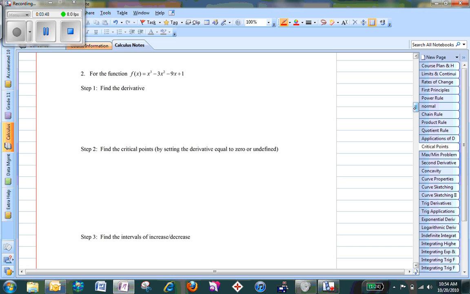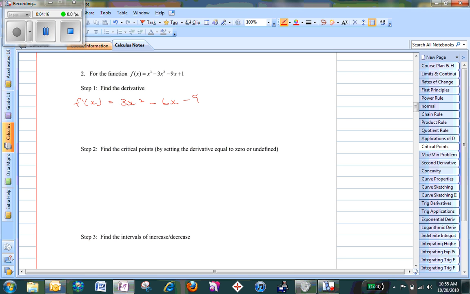Next. So let's try it in the way that the question would say. So the question would say, tell me what the critical points are and state the intervals of increasing or decreasing. So what I've done is I've broken down the question into several stages. So the first one says, step 1, find the derivative. That should be pretty easy for us now. F prime of x is 3x squared minus 6x minus 9. Great. Then it says here, find the critical points, and that's by setting the derivative equal to 0 or undefined.